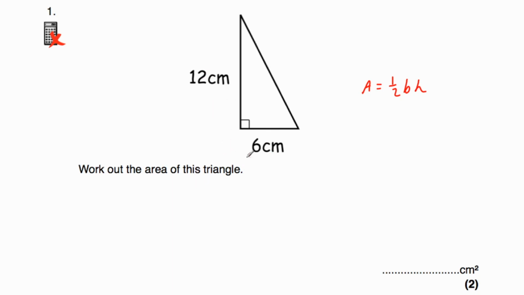So to find the area for this triangle, we're going to do half the base, so half of 6 multiplied by 12. So half of 6 is 3, so that's going to be 3 times 12, and 3 times 12 is 36. So the answer is 36 centimeters squared.